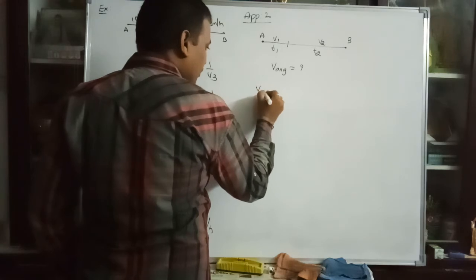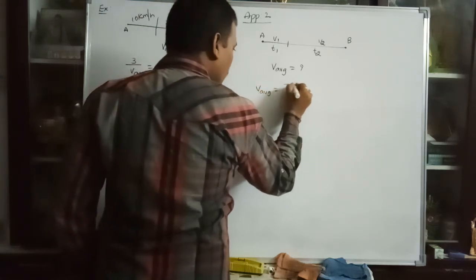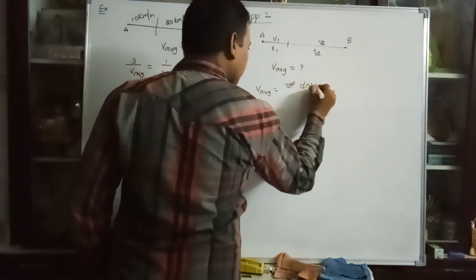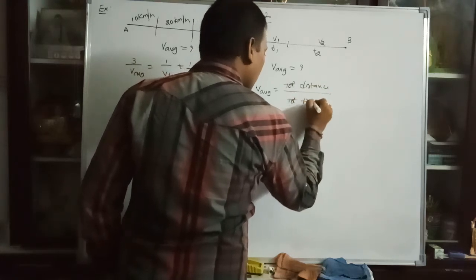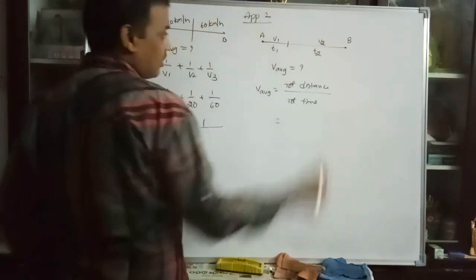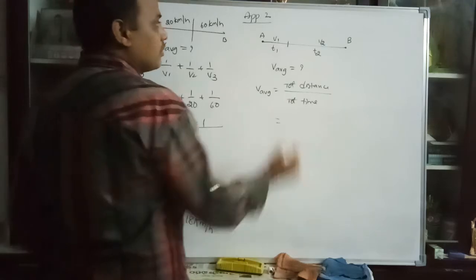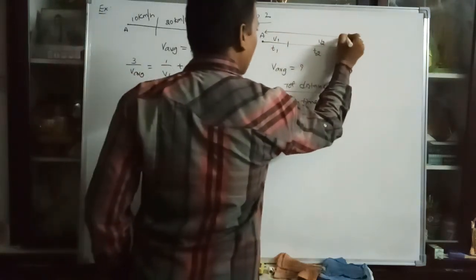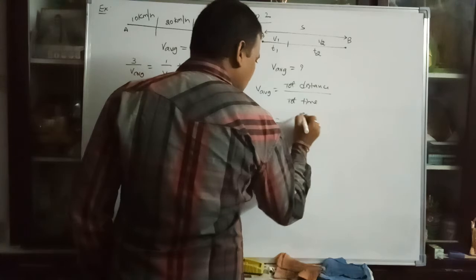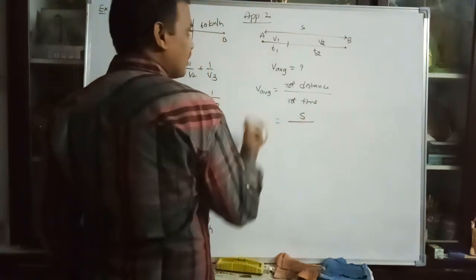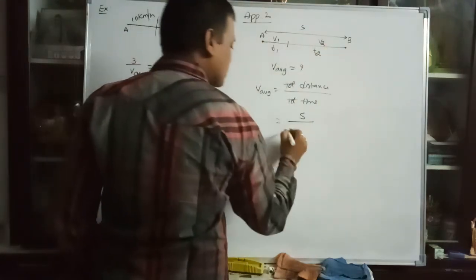According to average speed, the basic formula is total distance by total time. Here total distance is not given. So here A to B, I am assuming it as S. Total time is given. Some time t1, remaining time is t2.